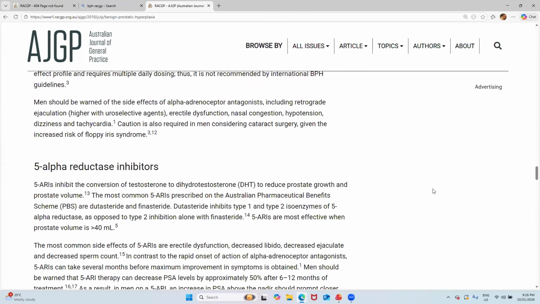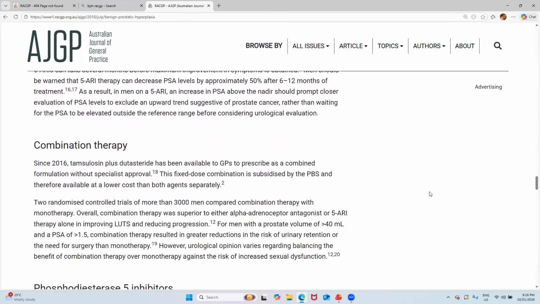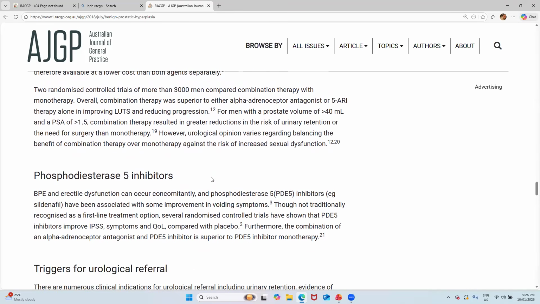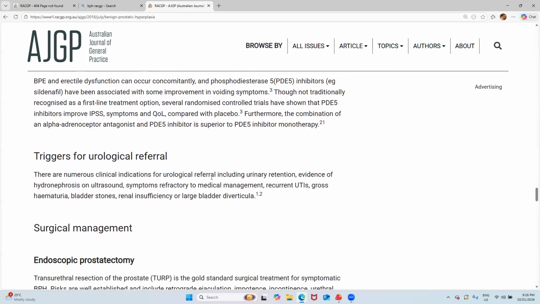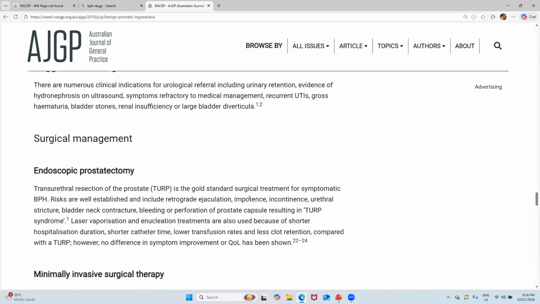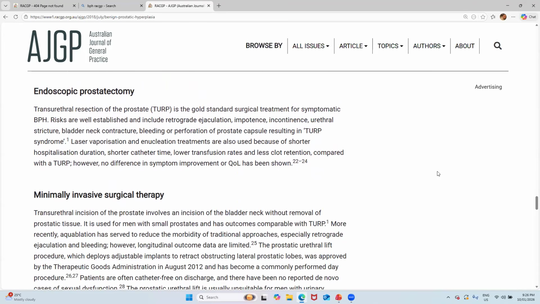Then we have 5-alpha reductase inhibitors that can be used in conjunction with the first ones if the patient is not having a good response. All right, phosphodiesterase inhibitors can be used, and then if the patient is not responding to combination therapy, then we refer to urology for surgical management. And these are the surgical management options that are given over here.